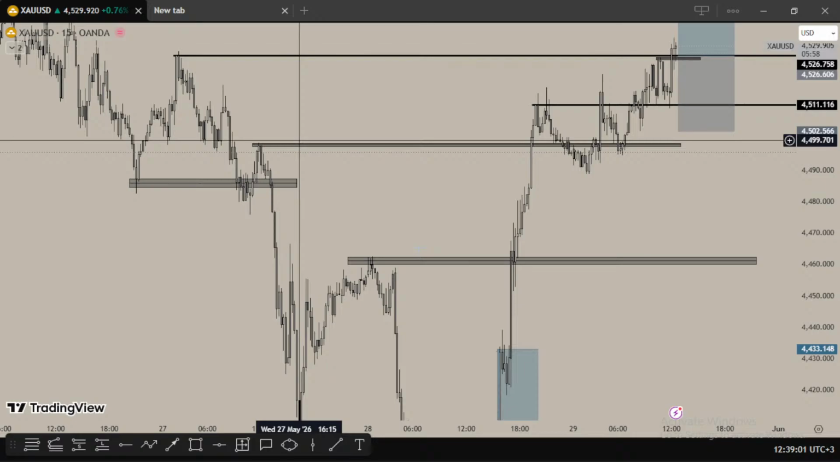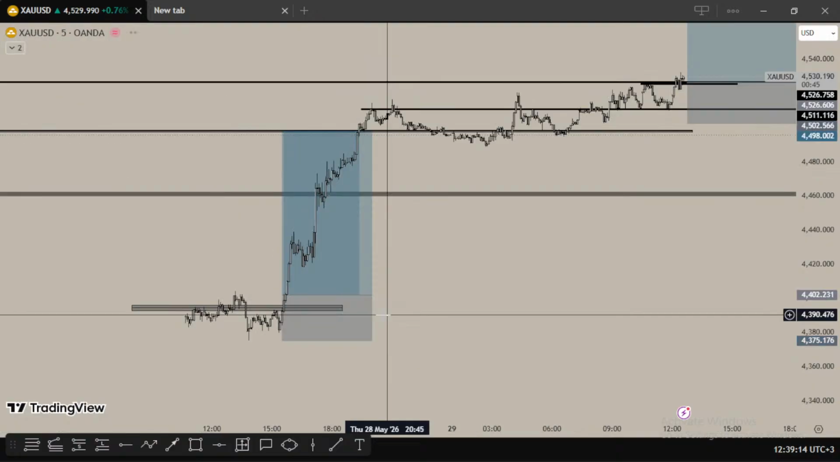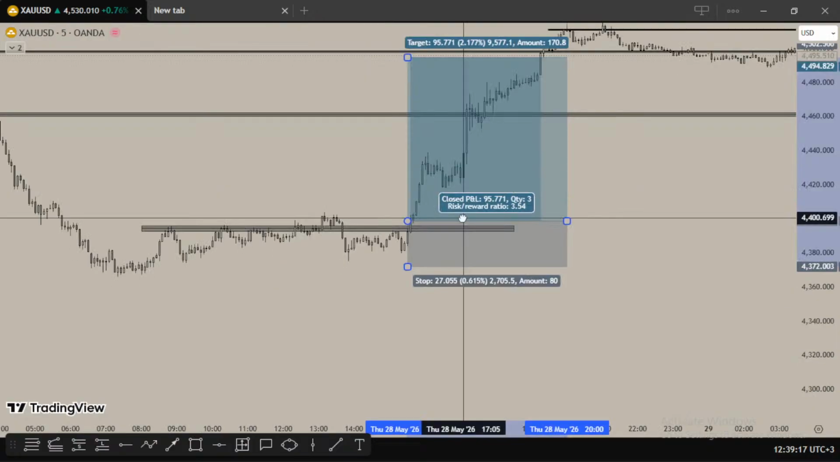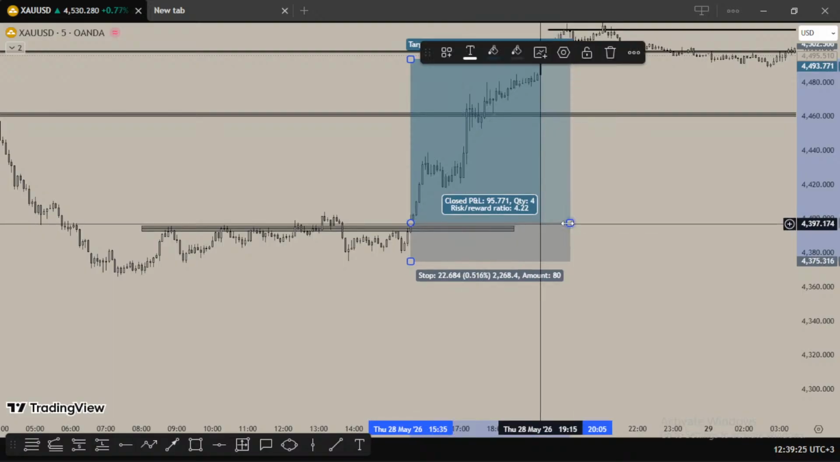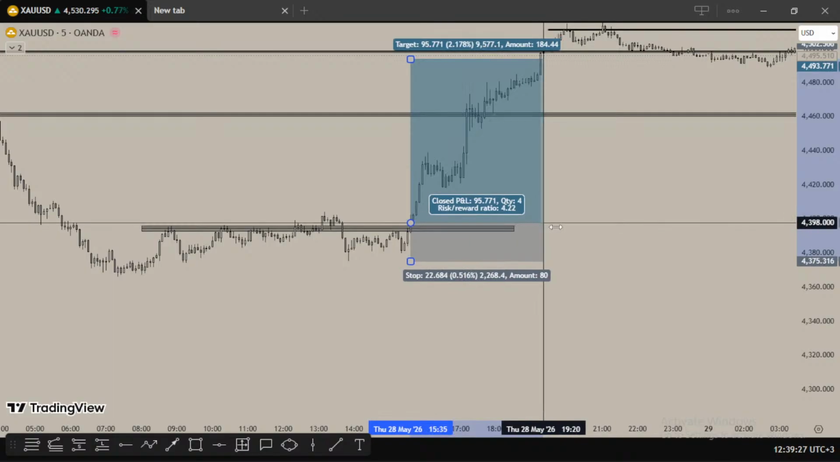Let me see why this was the ultimate take profit target, simply because the entry in the 5 minutes time frame is a bit lower. 5 minutes time frame, that was the entry and that was the stop loss. So that was the trade. That was yesterday's trade on gold.